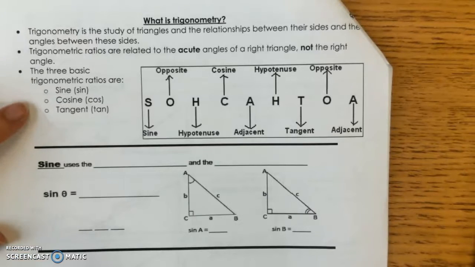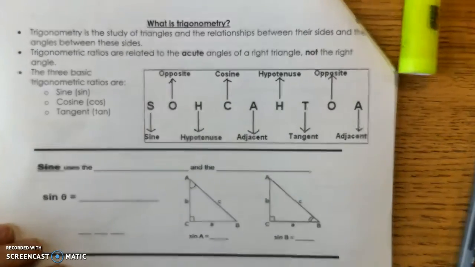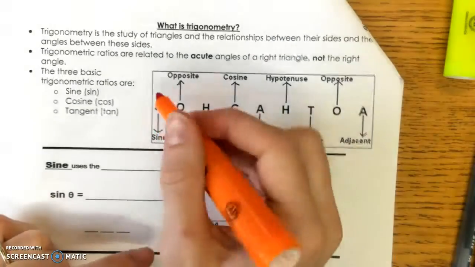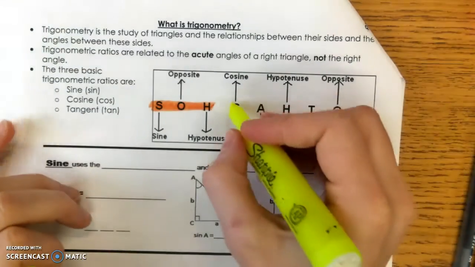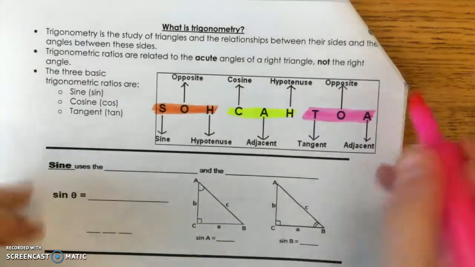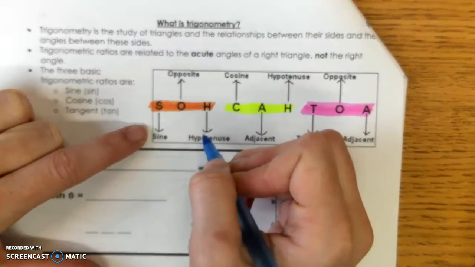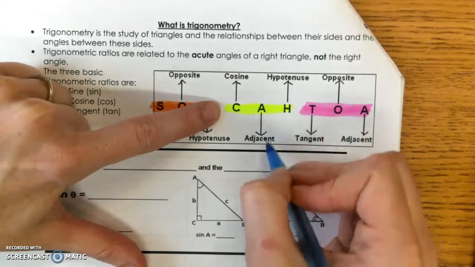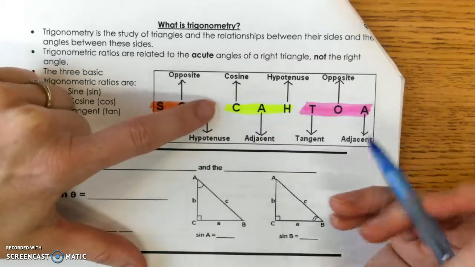Here are three ratios that we're going to be dealing with, sine, cosine, and tangent. This right here is a memory device. Sorry, I'm pulling out some highlighters so I can highlight the difference. SOHCAHTOA. If you can remember that, you can remember the ratios. Sine is going to be opposite side over hypotenuse. Cosine is going to be adjacent side over hypotenuse. And tangent is going to be opposite side over adjacent side.